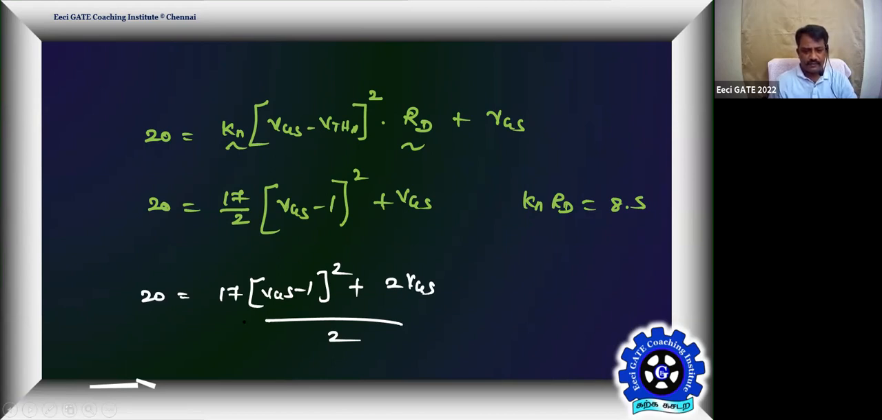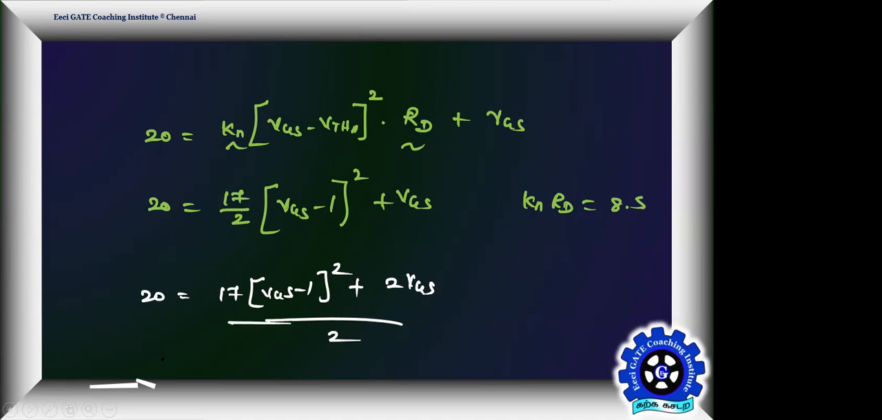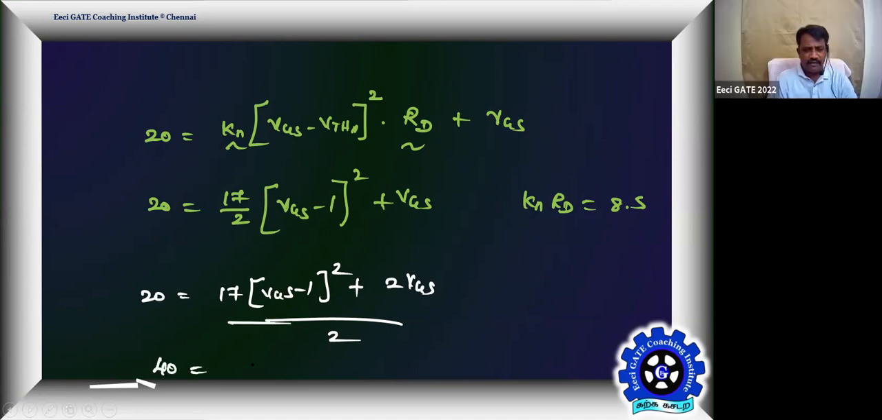Then it is going to become 40 equal to 17 into V square GS minus 2 VGS plus 1, plus 2 times VGS. Simplify this equation. What is the resultant? Okay, so move the 40 to the right side, then simplify.